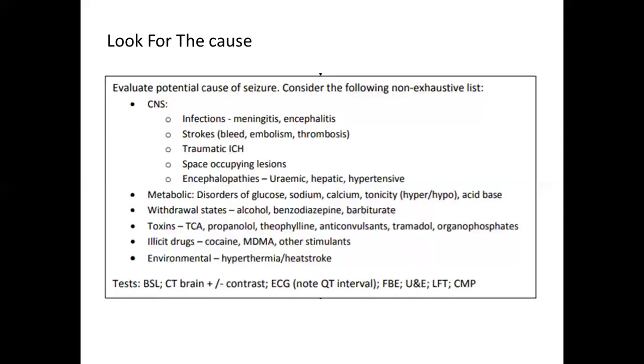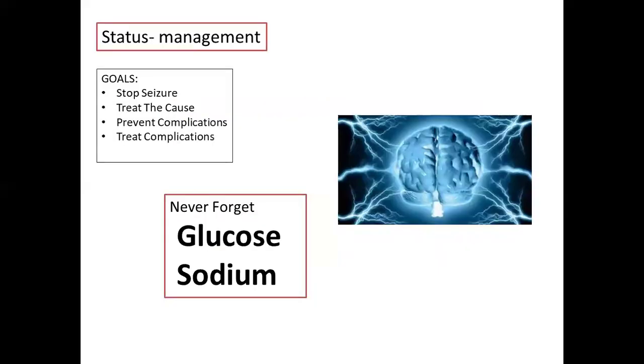Actually, that is the second priority. First priority is to stop the seizure, stop the convulsion. Second priority is to look for the cause. So we are going back to the first priority, stop the convulsion. How to stop? So these are the goals. Again: stop the seizure, treat the cause, and prevent and treat the complications. These are very important messages.